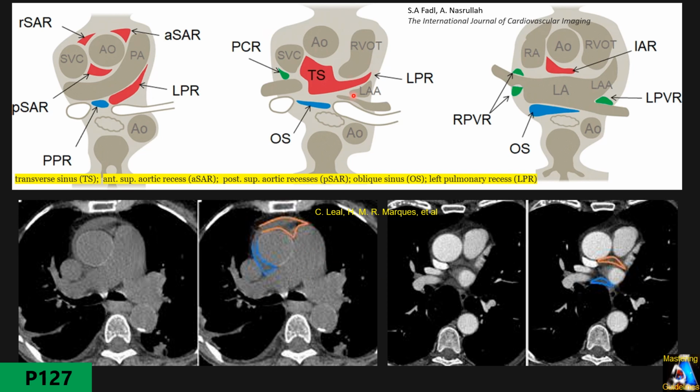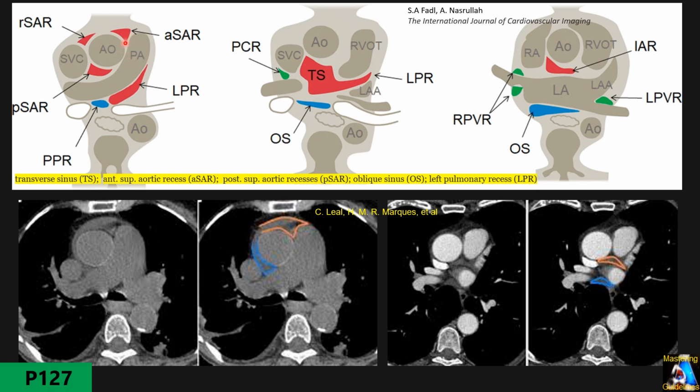Here you can see we have the transverse sinus. Both of them are cross sections, short axis. It looks like you're cutting the body in short axis and watching from below, from the foot. So posterior, anterior, left: your left becomes the right of the patient, the left of the patient. Now here, you can see each of them has a name. For example, here we have the anterior superior aortic recess.